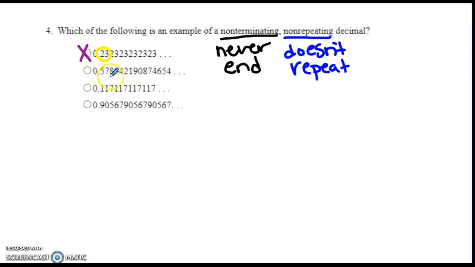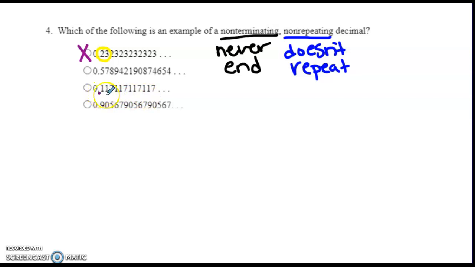Here we have 578942190874654. That one never repeats, and we know it never ends because it has a ... on the end. Notice all these have a ..., so we know that all of these are non-terminating. We know that they go on and on and on. We're just trying to figure out which one doesn't repeat. So I think that's probably our answer, but let's check down here.